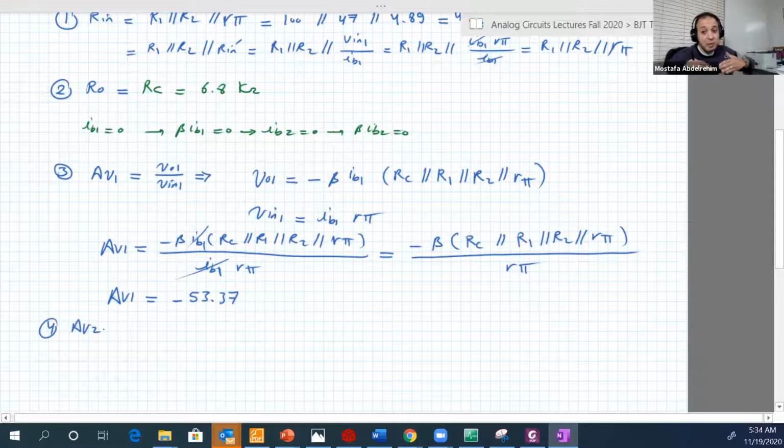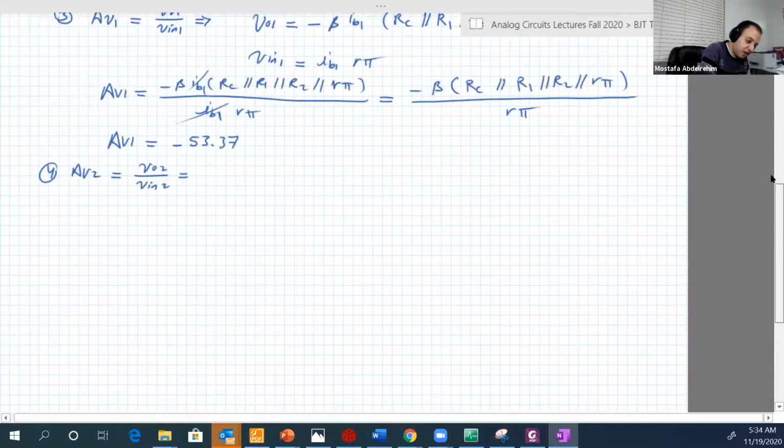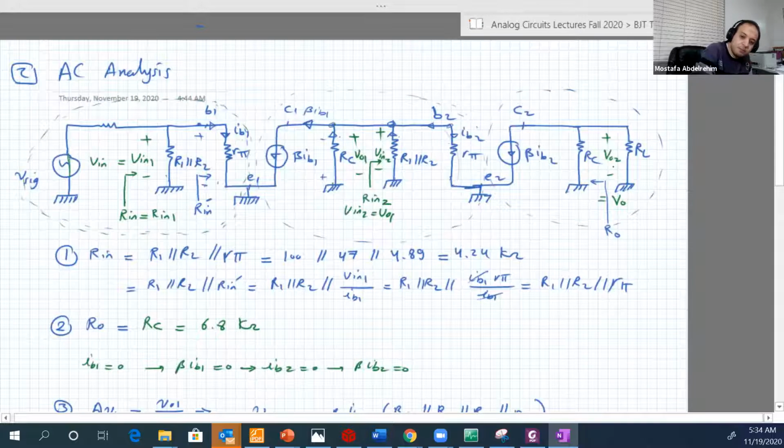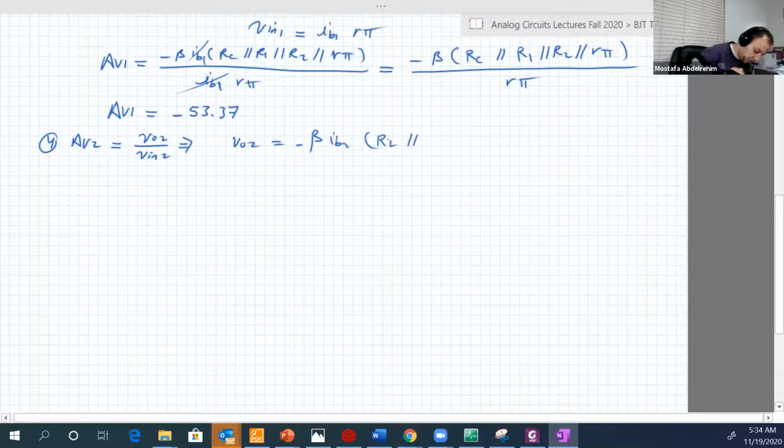Good. Number 4, AV2. So stage 1 will give us amplification of 53. Stage 2, VO2 over V input 2. Let's go back to the circuit to check that. So here is VO2, the voltage across RL or RC, or the parallel combination of them. The parallel combination of RL and RC has a current flowing from bottom to up, which is beta IB2. So VO2 is equal to minus beta IB2, and the parallel combination of RC parallel RL.